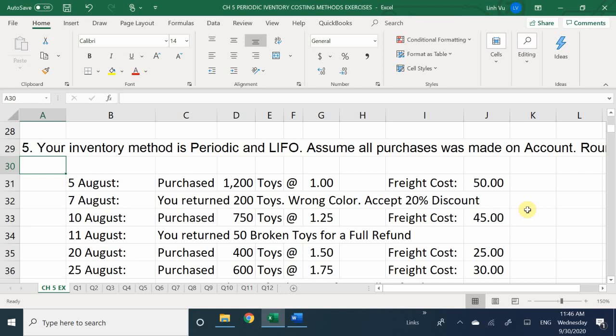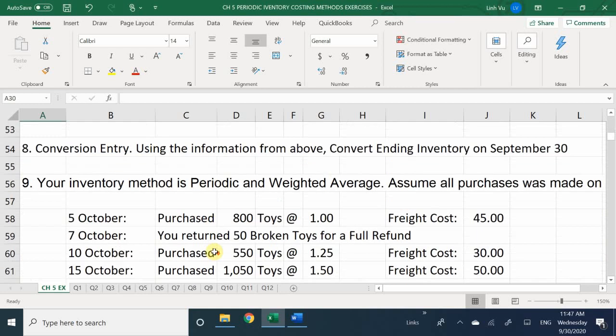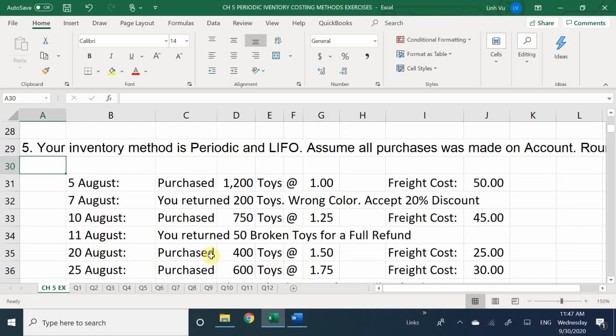All right, welcome back to part 2 of our chapter 5 exercises, where we will be looking at dealing with the other two costing methods for periodic inventory. Here, again, we're only going to be focusing on entering the data into the inventory worksheet and just completing the conversion entry for the rest of the scenarios. So let's start off with question number 5, and let's get started.